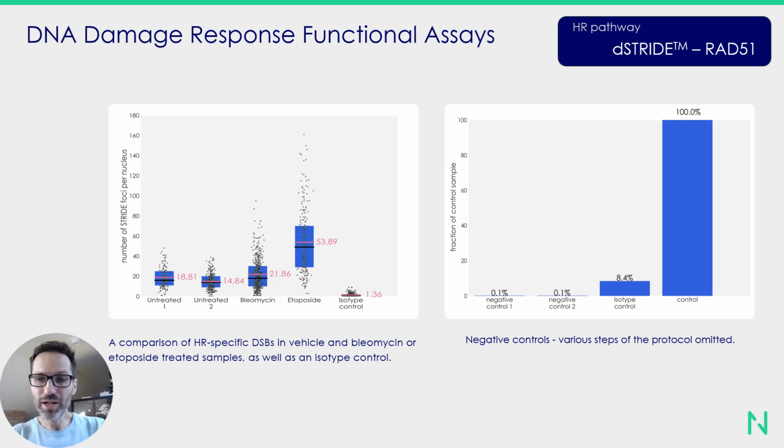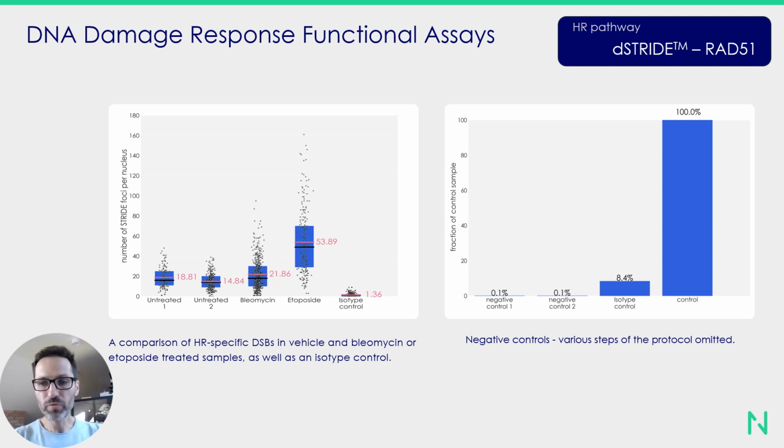Last assay that I want to mention today, and at the same time probably the most interesting one, is called dSTRIDE RAD51. It enables detection of RAD51 at the sites of double-strand DNA breaks, so it can inform about the activity of homologous recombination DNA repair pathway.